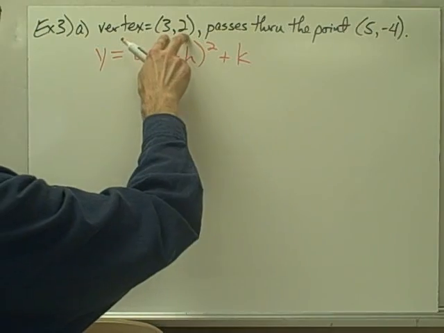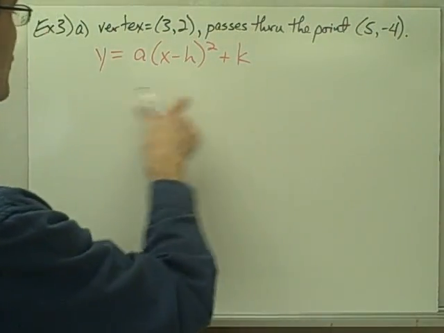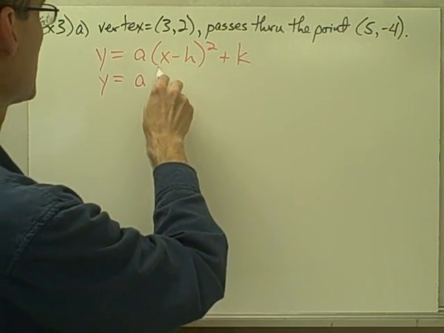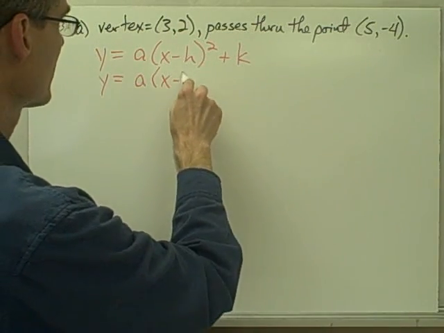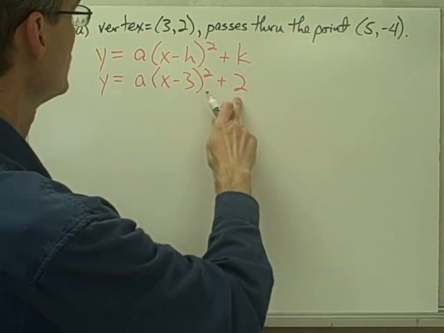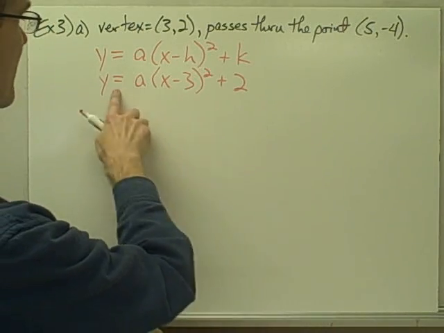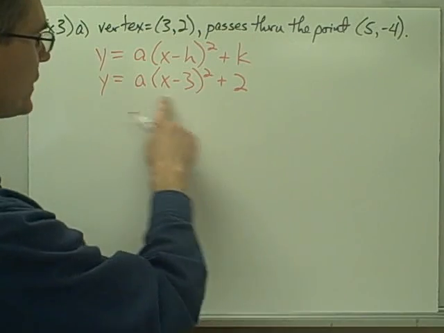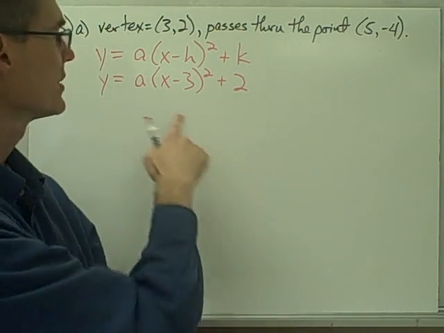So let me start by taking the coordinates of our vertex and plugging them into my equation. So y equals a times, my vertex is 3, 2, so (x minus 3) quantity squared plus 2, which is my y coordinate. Okay. Now, I know everything about my equation except for this value a. And hopefully this is starting to look familiar, because we're going to do the same thing to find the value of a.